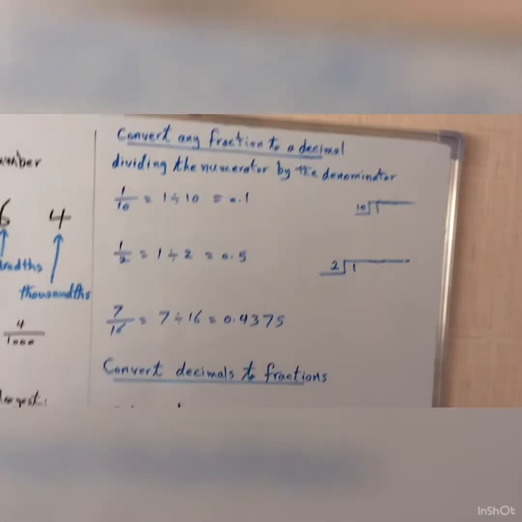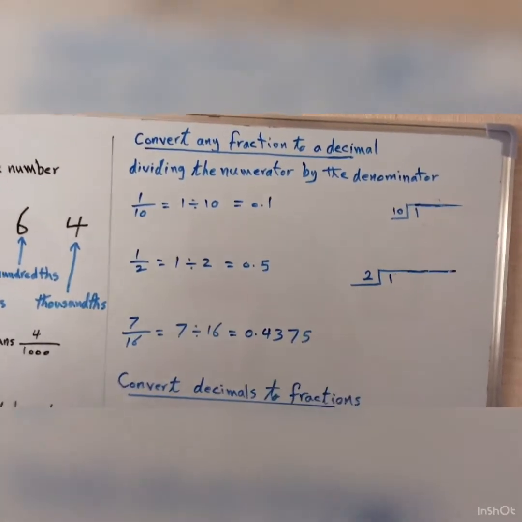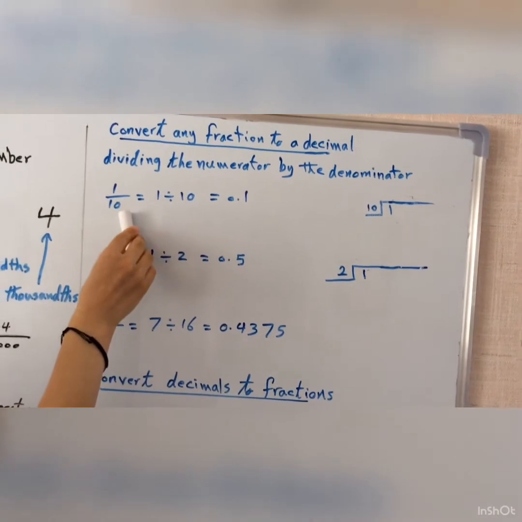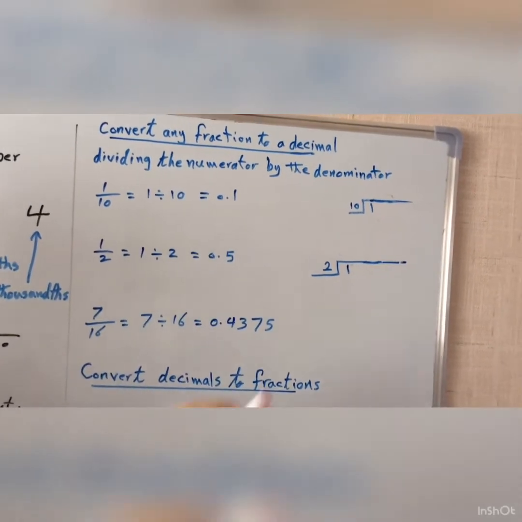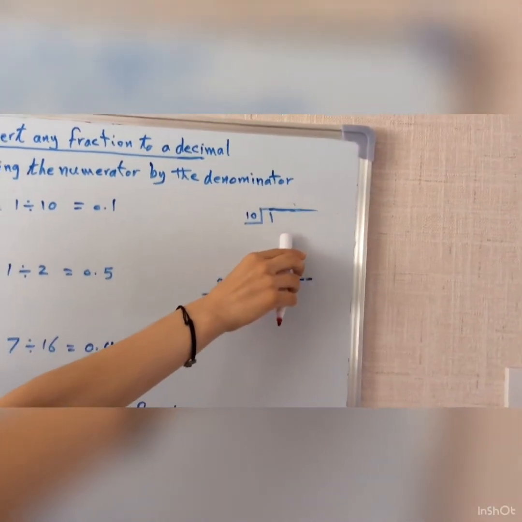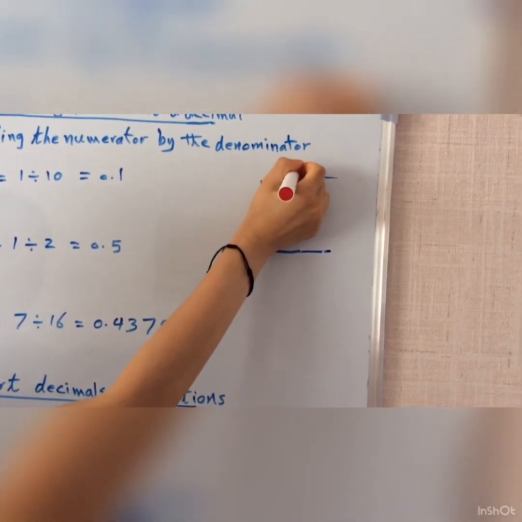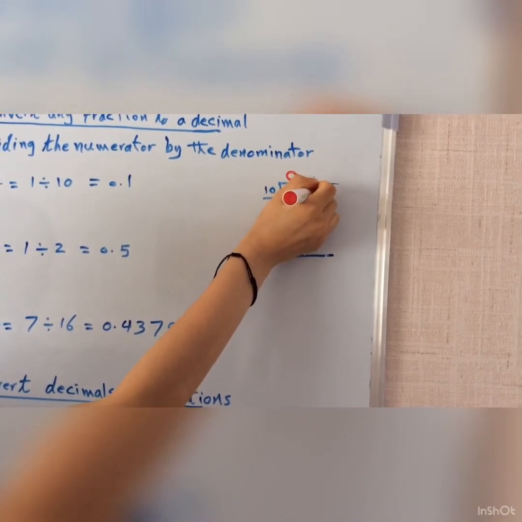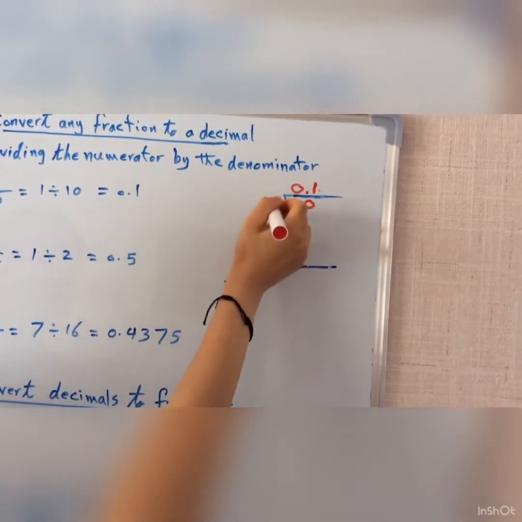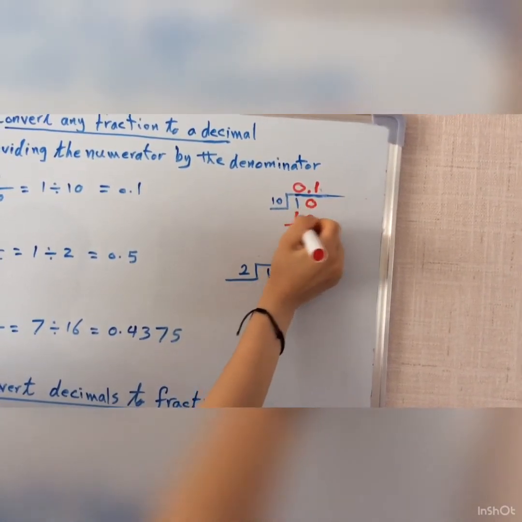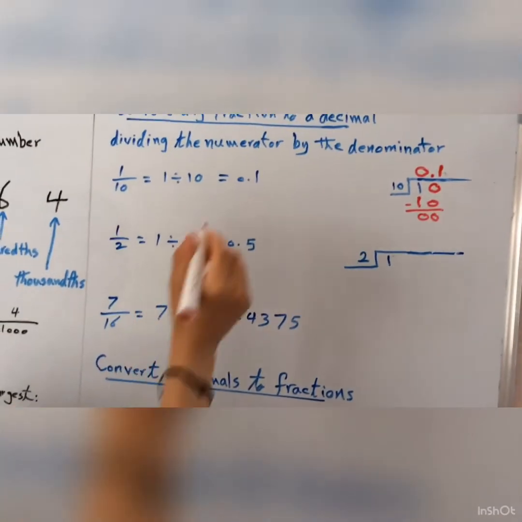We can convert any fraction to a decimal by dividing the numerator by the denominator. For example, 1 over 10, to make it into a decimal we divide 1 by 10, written like this. And we can do it by normal division. How many tens are in 1? 0. Then we put a decimal point there and put a 0 here. How many tens are in 10? 1. 1 times 10 is 10. Subtract them, and there's no remainder, so the division is done, and the answer is 0.1.